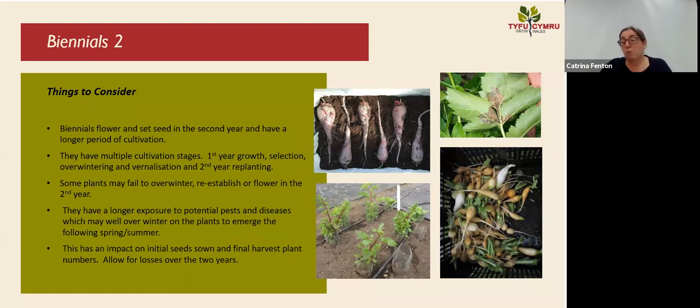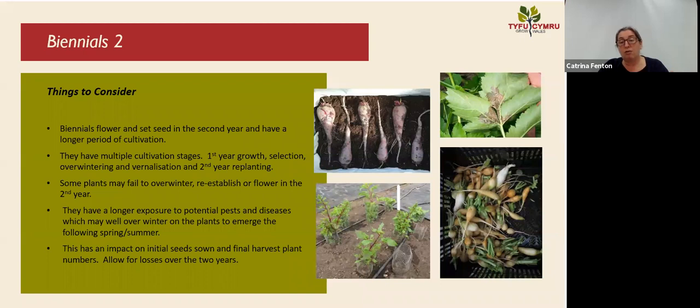So if you've got some well-growing leeks, they are true to type to the variety that you're expecting to see. As you go along through the growing year, you're going to be selecting those. So these multiple cultivation stages for biennial crops are really important. And for something like leeks, and we'll look at crop rotation in a moment, keeping them in the ground over winter is an important consideration as well.